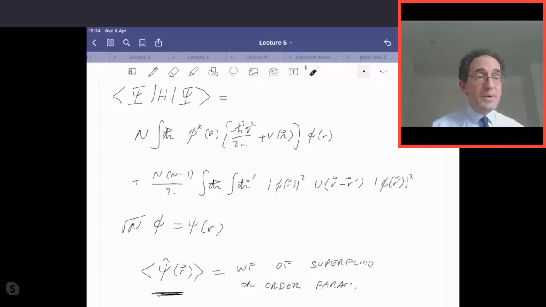So we'll pick up next time with some of that idea and try to describe this wave function of the superfluid, or wave function of the condensate, or this order parameter, in a different language.